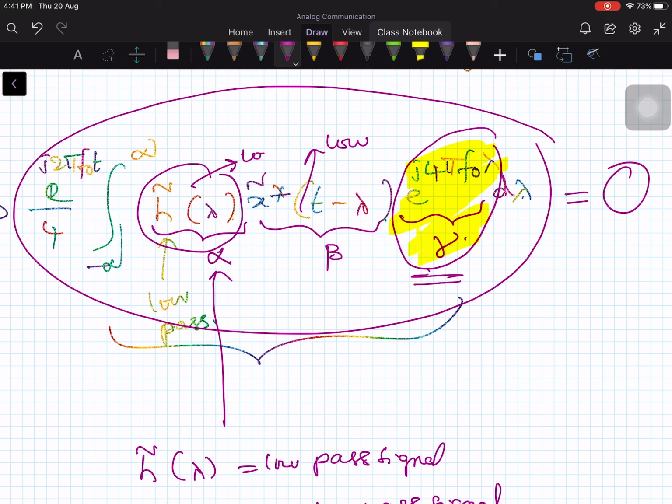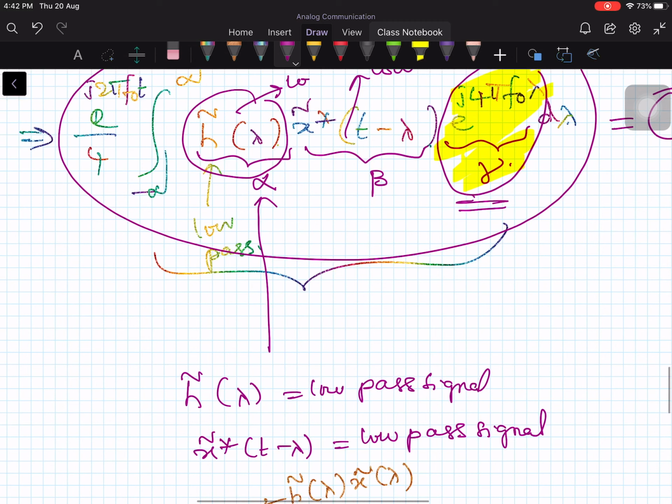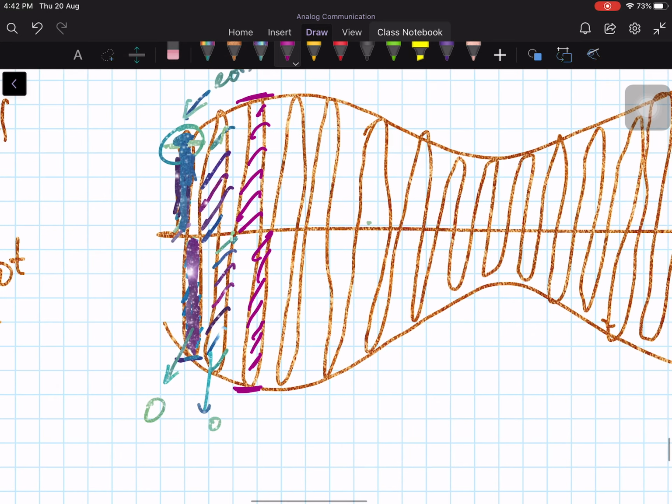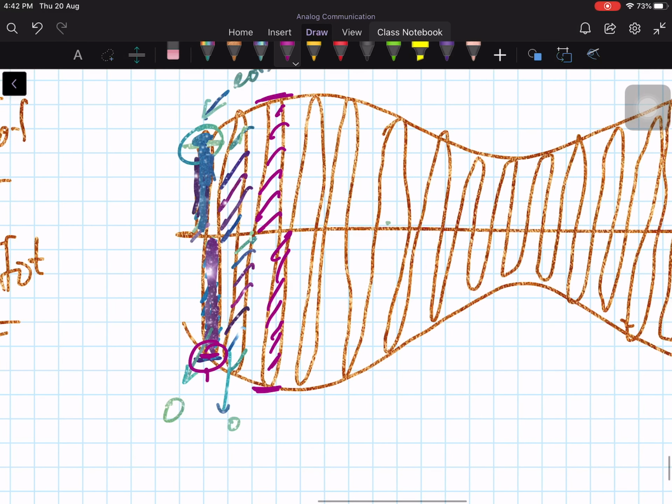We are assuming here slow enough, that the low pass signal is varying very slowly. So you can come to this conclusion, this approximation, that over one cycle of this e to the j 4 pi f naught t, the low pass signals h tilde of lambda and x tilde conjugate of t minus lambda are more or less constant. That's what I mean. So in this region it is more or less constant.